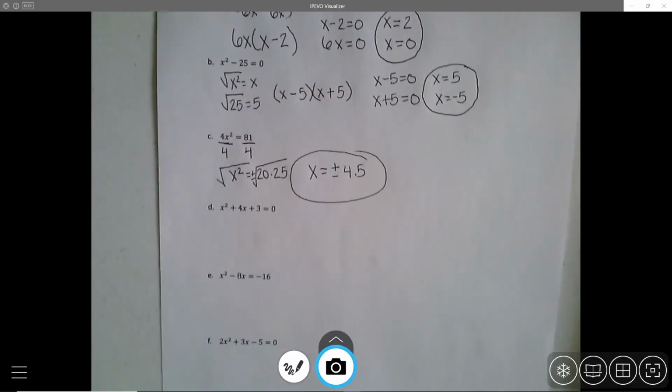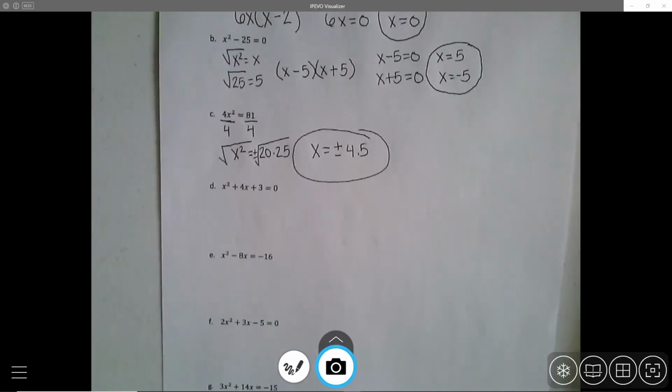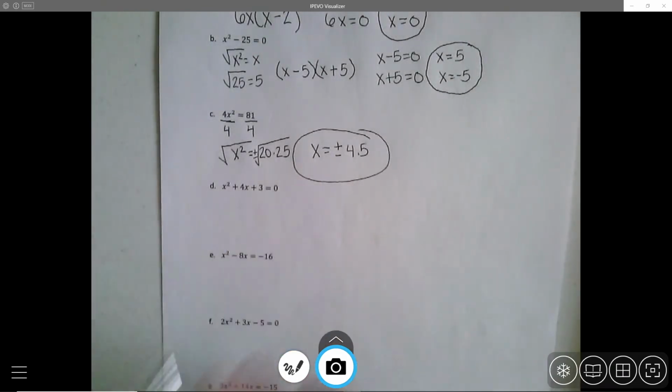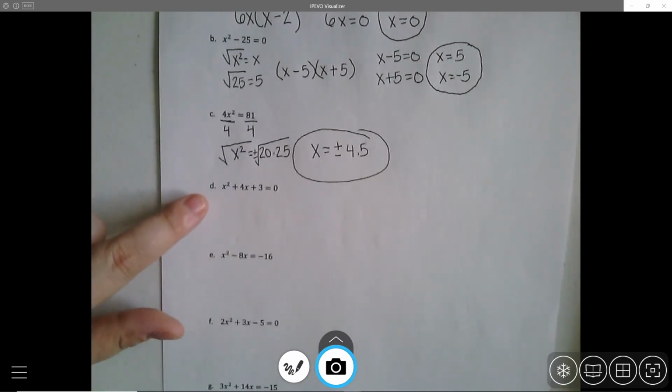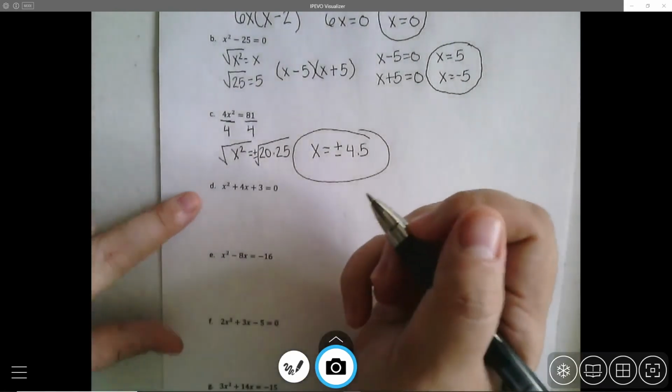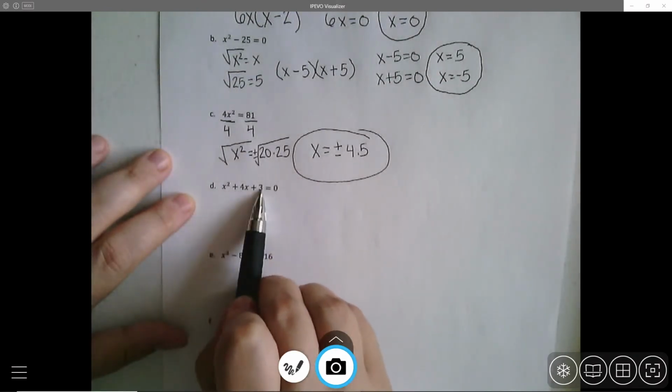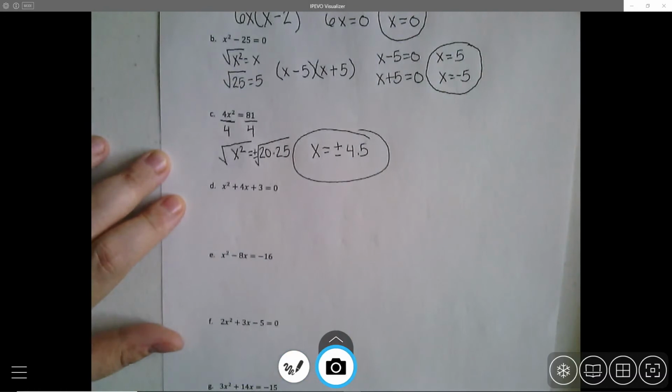Okay, now we're on here to D. We're almost halfway done with these. So first off, it's set equal to 0. Okay, that allows me to go through and get right into solving these. Okay, when solving these, I could look and say, there's no GCF because this is a 1, a 4, and a 3, and everything does not have an x, so I can go right into factoring.